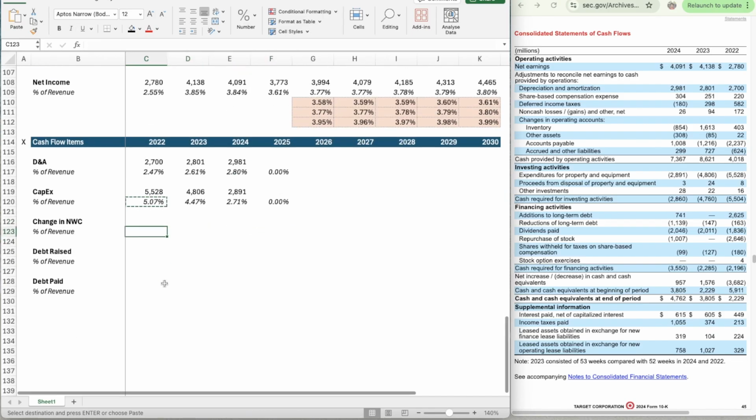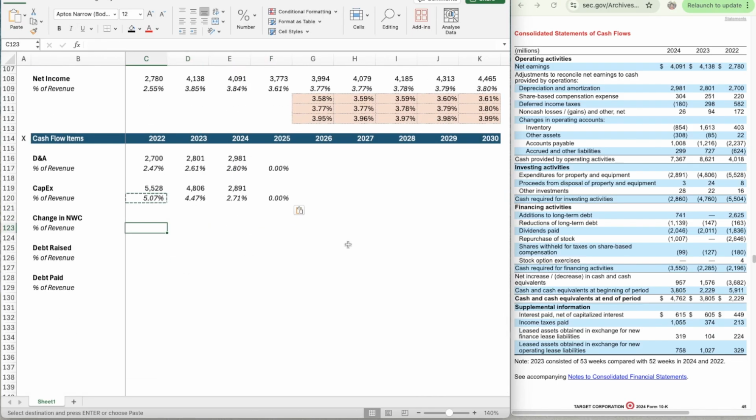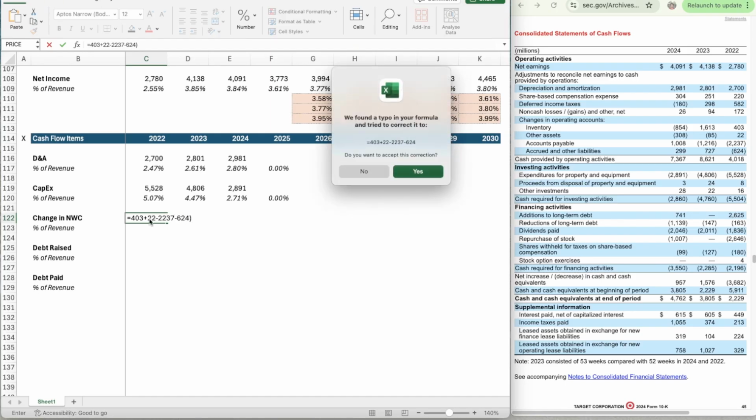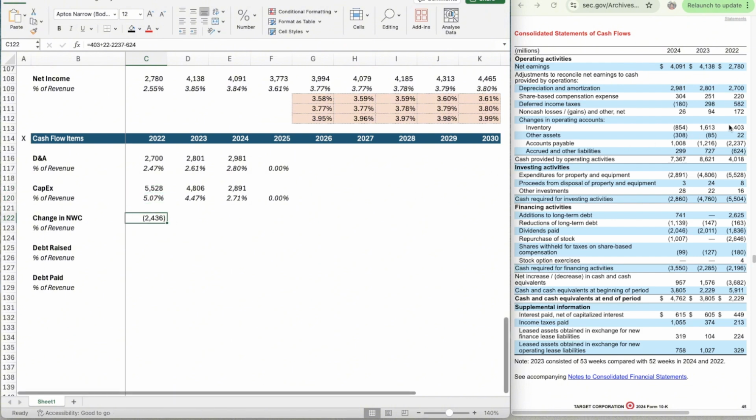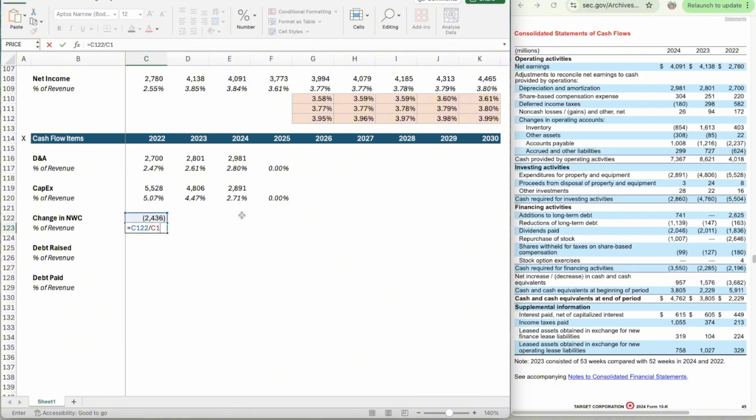Now the change in net working capital, oh, this isn't too bad actually, this is easy. Equals 403 plus... all we do there is just do the sum of these. So 403 plus 22 minus 2237 minus 624. When it's in brackets, it means it's negative. We divide it by C105.